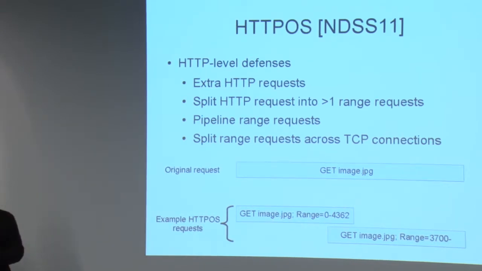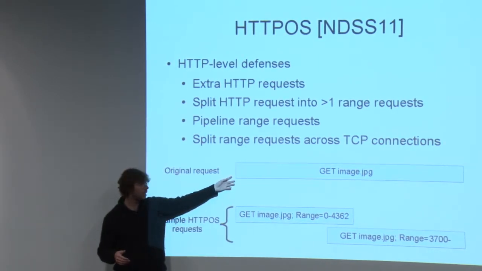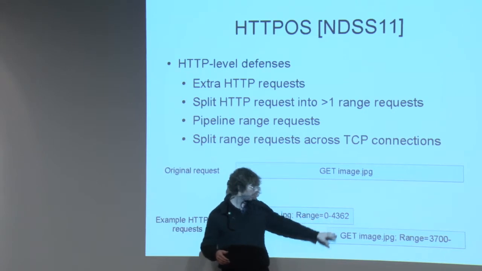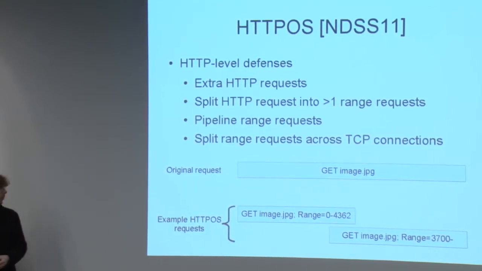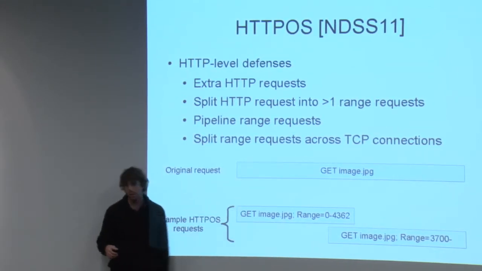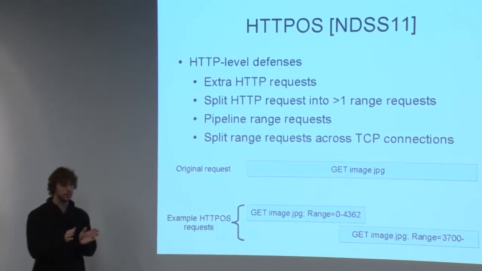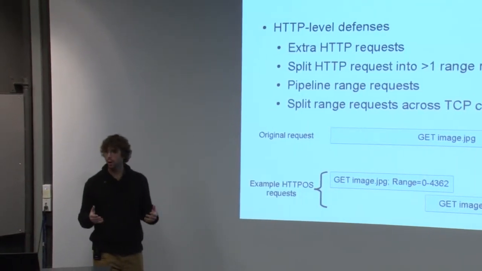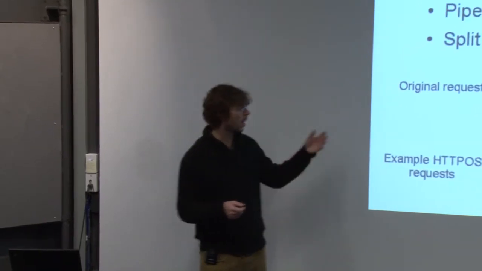It would also split requests into multiple overlapping range requests. So for example, if you requested an image, then it would break that request into two requests, say for the first part of the image and then for the second part of the image. But it would actually overlap the requests so that there would be a little bit of redundancy. And so that would obscure the size of the image that you were requesting. It would also pipeline these requests so that two different requests might go out in the same packet. And it would even open multiple TCP connections and then send one part of a range request over one connection and another over another one. So it's really working hard to scramble the sequence of operations and also to hide the size of the objects that are being fetched on the website.